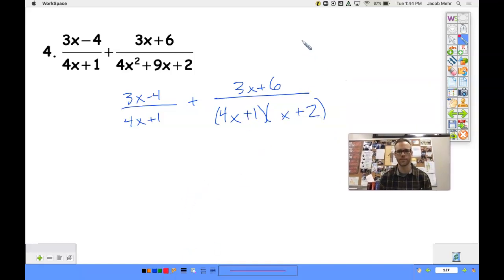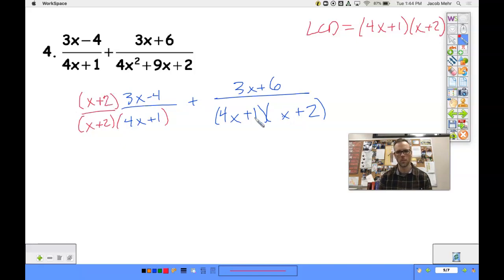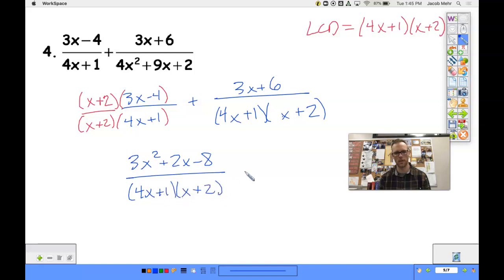So what's our LCD? Well, take a look at our first denominator. 4x plus 1 has to go into it. Now take a look at our second denominator. 4x plus 1 has to go into it. Well, it already has it, so we don't need to put it again. But x plus 2 needs to go into it. So here's our LCD, which means this denominator needs the x plus 2. But this denominator doesn't need anything. It already has the LCD. So I'm going to FOIL in the numerator. What is that? Minus 4x plus 6x plus 2x. I'm going to switch the order on this denominator to match the other denominator.